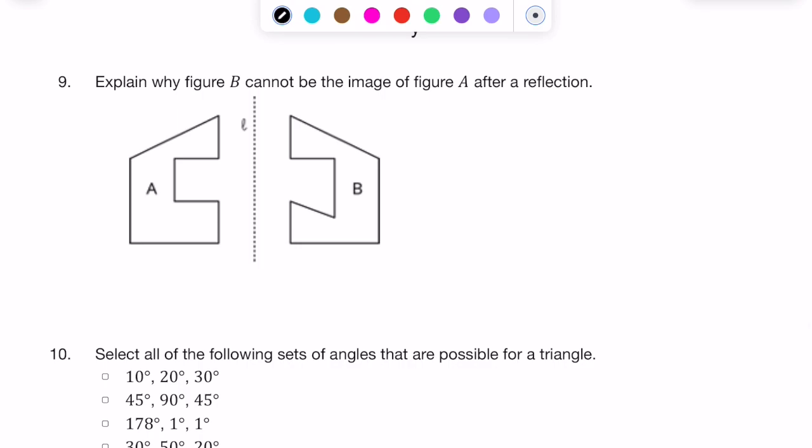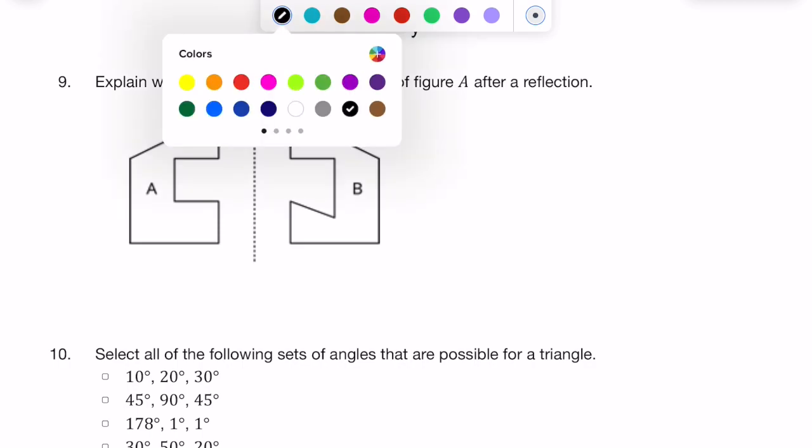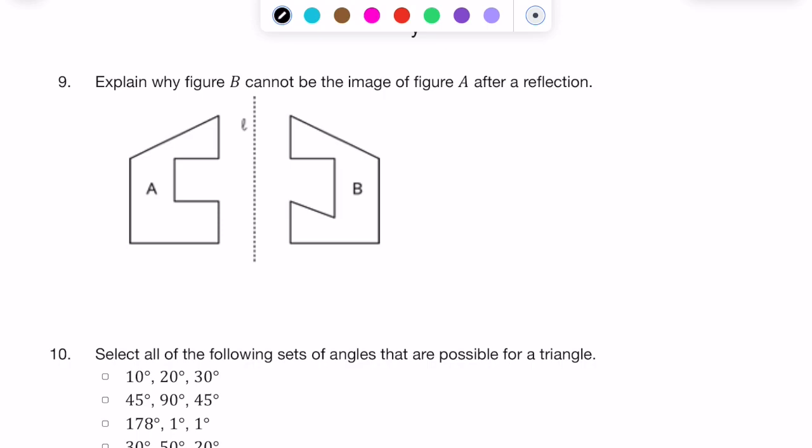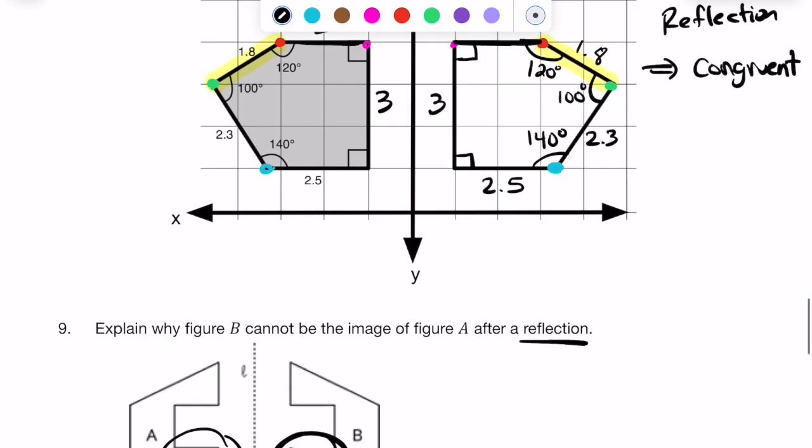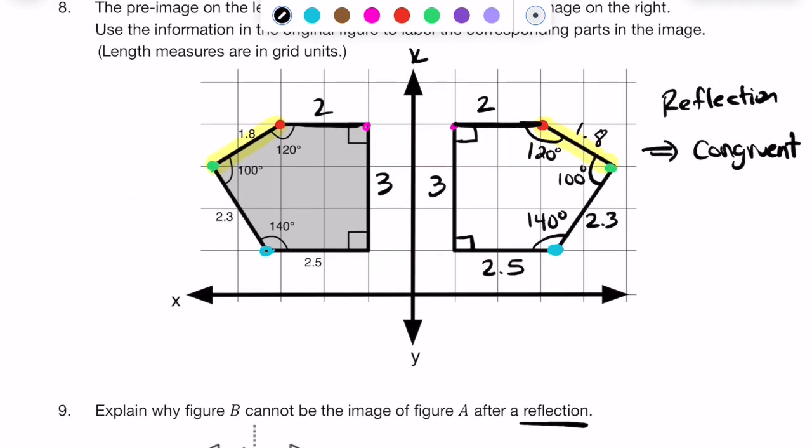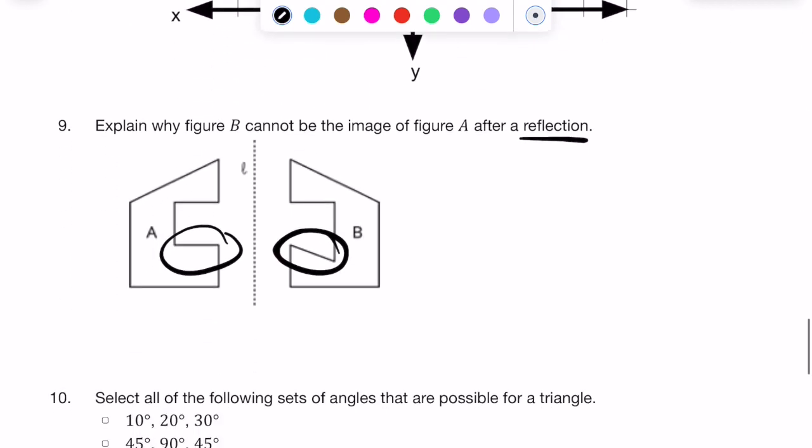Okay. 9, explain why B cannot be the image of figure A after a reflection. Okay, so for this, looking at it, we want to say, okay, well, it kind of looks reflected, right? I mean, it doesn't look like a rotation or a translation, but then if you look closely, we have this, okay? And if we compare it to that, those are not the same. And we know that, again, reflections, like I just said, and rotations and translations give us congruent shapes.